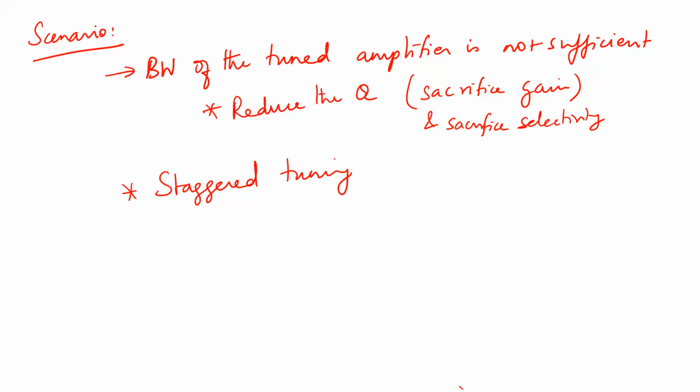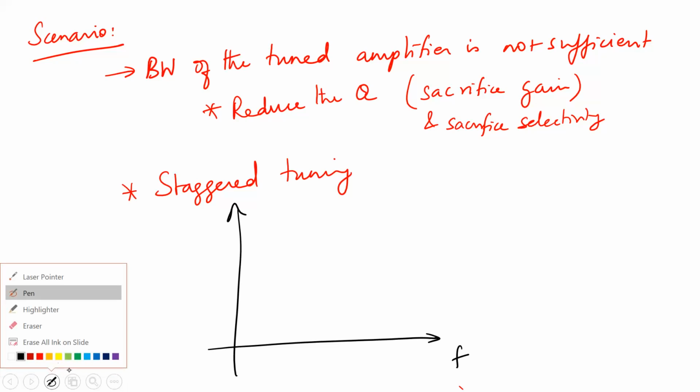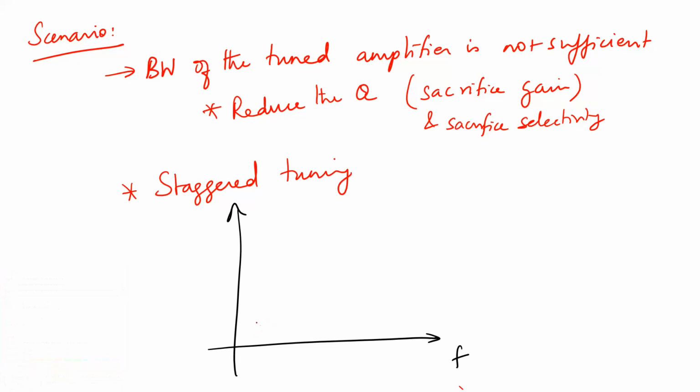There is another way to do it, which is what is called staggered tuning. Now what is staggered tuning? Let me first give you the frequency domain picture so that you will get it in a better way. Let's say I have two tuned networks, two RLC networks. I am not going to tune them both at the same frequency. I am going to tune them at slightly different, or slightly staggered, frequencies.